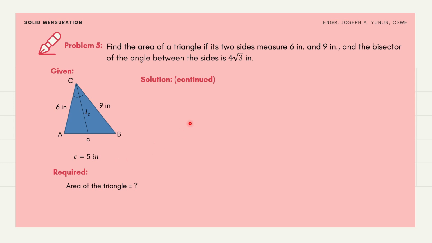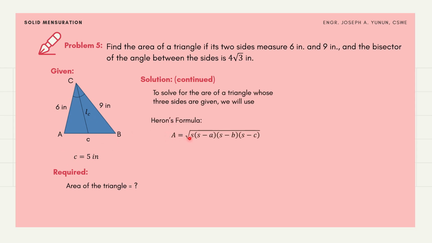Since we have solved for the unknown side, you get to use a formula for a triangle which is given three sides probably. Using Heron's formula, you have this formula, and S is the semi-perimeter, which gives us this equation. So S is the semi-perimeter, A, B, and C are the sides of the triangle. Solving for the semi-perimeter will have 10 inches.